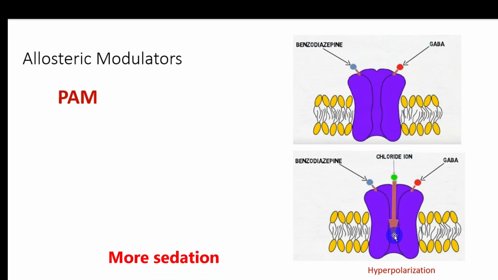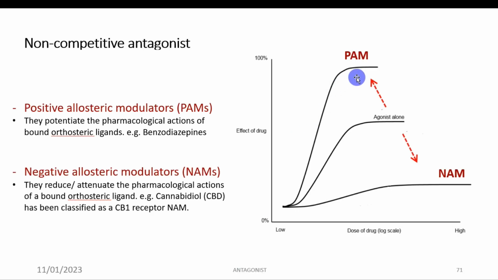Got it. So PAMs help the main signal reach a higher peak response. They kind of turn the maximum volume up. Precisely. It's not just about needing less drug for an effect. They can literally raise the ceiling of what's possible. Okay, so if PAMs turn the volume up, what about the negative allosteric modulators, the NAMs?